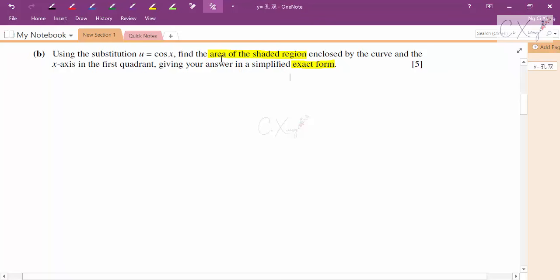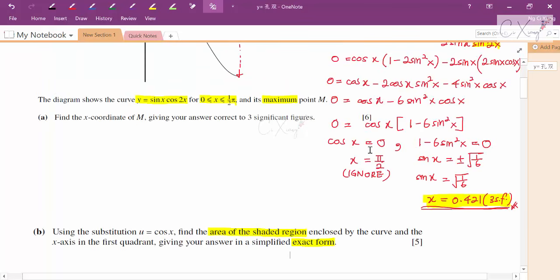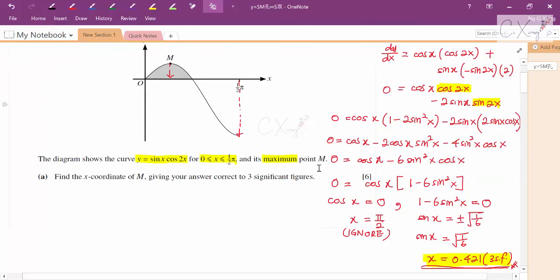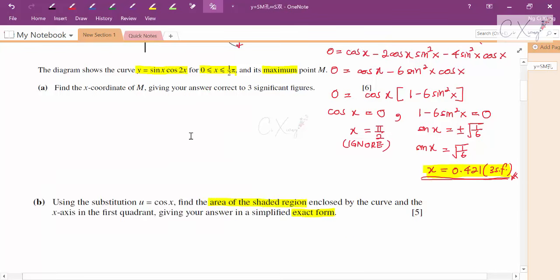Okay, so to apply the integration to find the area of the shaded region, they want us to find the shaded region enclosed by the curve and the x-axis in the first quadrant, giving your answer in the simplified form, which means that we want to find out this shaded area, right? Because the diagram already showed us this shaded area. So to find out the area here, we need to know what this x coordinate is, so that it will become the limit in our integration. All right. Okay, so we will start now.